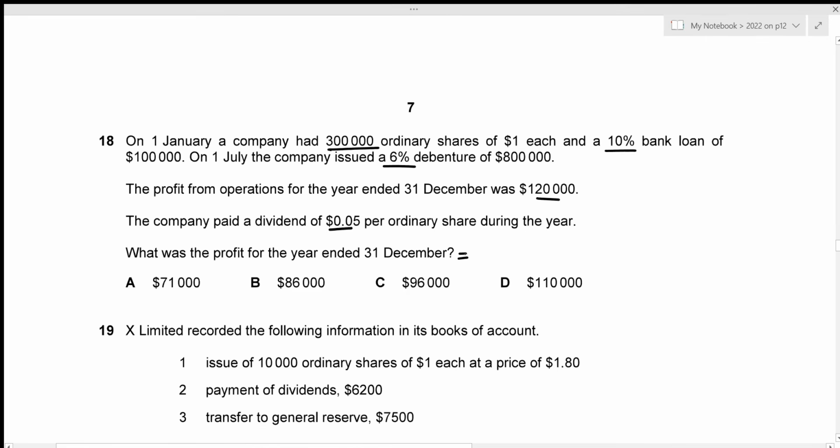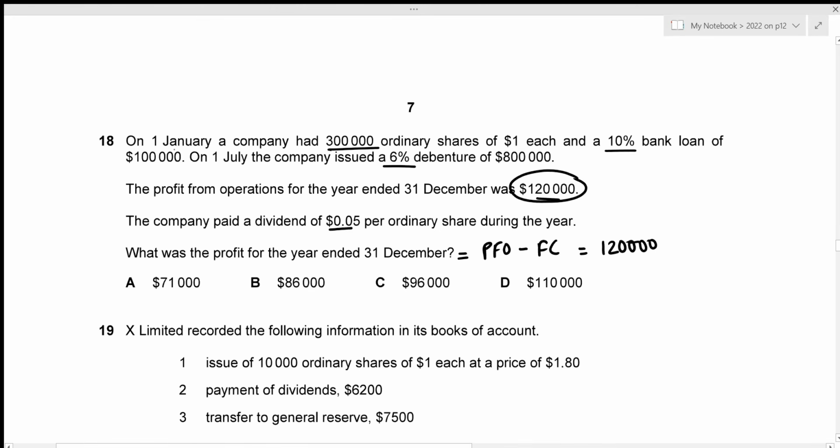So the formula for profit for the year is profit from operations minus finance charges, right? We're given profit from operations to be 120,000. So we'll start with that amount. Now, the next step would be to subtract all of our finance charges, and finance charges are basically the interest paid on our loans and debentures, right?